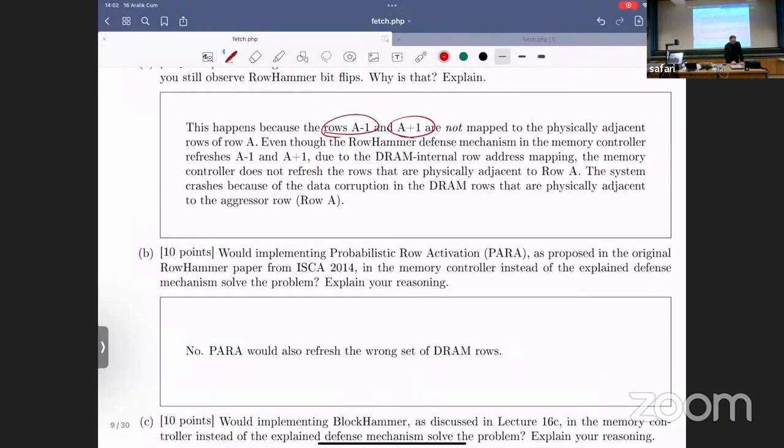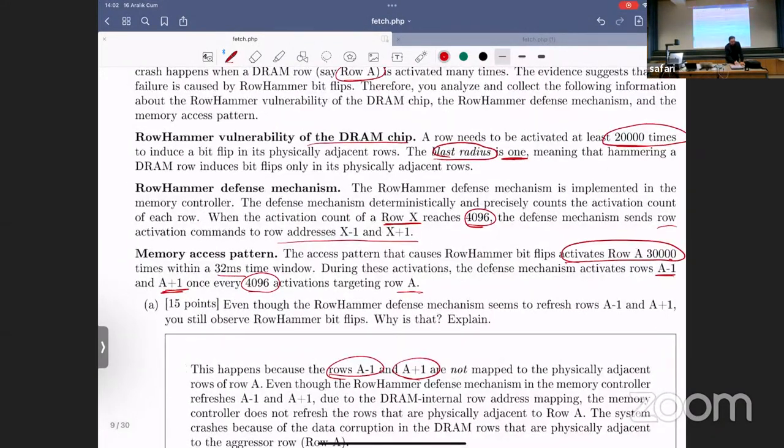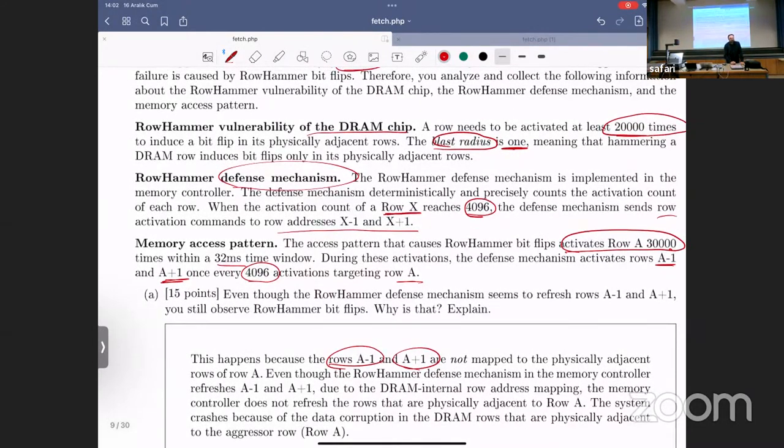The second part of this question is asking, if instead of this defense mechanism, we implement PARA, would that help? We're just speculating here, a hypothetical case. Do you remember PARA? Okay, I'll just give a reminder anyways. PARA observes row activations, and after every activation, it performs a probabilistic process, and with a low probability, it sends activations to X minus one and X plus one, but not based on some counter value.